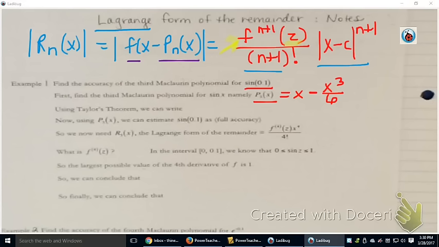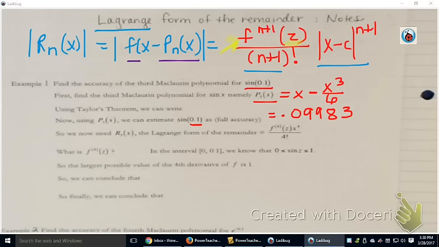Now it says using P3 of x, we want to estimate sine of 0.1. What that means is that we want to plug 0.1 into x in that equation. If you do that, you get 0.09983. I just wrote several decimal places so we can compare later on.